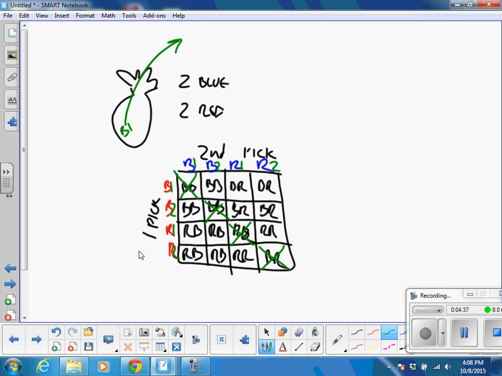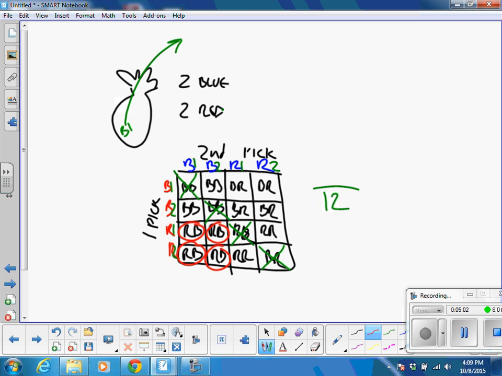So when I count up my sample space, I have 1, 2, 3, 4, 5, 6, 7, 8, 9, 10, 11, 12. I have now 12 options here. Now, if my particular game that I'm playing is what is my relative frequency or my probability of picking a red blue, I'm going to look for those. So here's a red blue, here's a red blue, there's a red blue, there's a red blue.